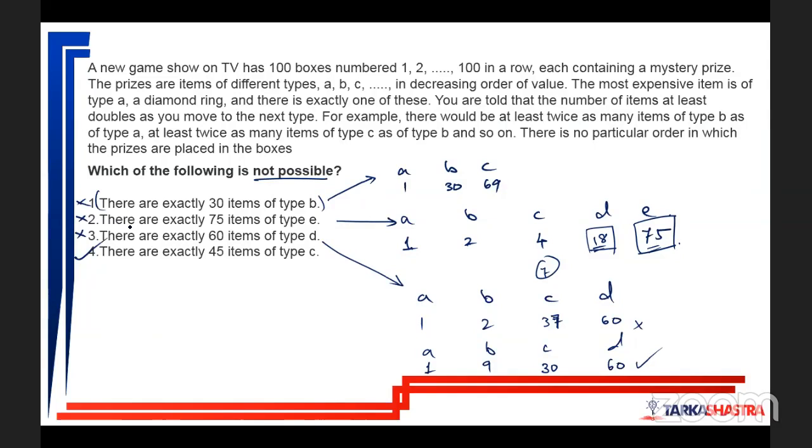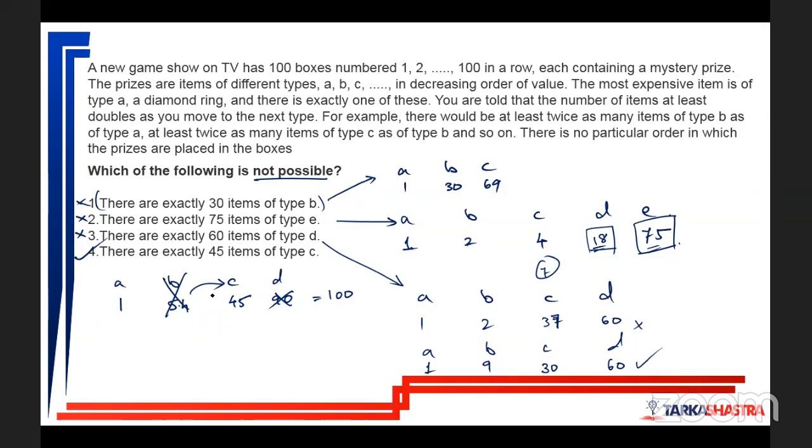Let us try to check it. A, B, C, okay, and let us say D. C has 45 items. Then D needs to have minimum 90 items, which is not possible. Why? Because 45 plus 90 would go beyond 100. So this is not possible. A has 1 item. Now remaining total, which is 100, so remaining 54 must be with B, which is not possible. Why? Because C must have more than twice of B, and hence the fourth one is the case which is not possible.